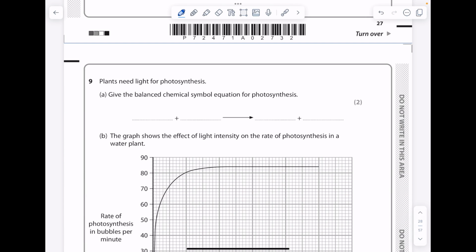Plants need light to photosynthesize. Give the balanced chemical equation for photosynthesis. So we don't want words, we want symbols. So plants use up carbon dioxide and water. They produce oxygen and glucose. And then remember, you need sixes to balance that. It's worth learning that equation off by heart.